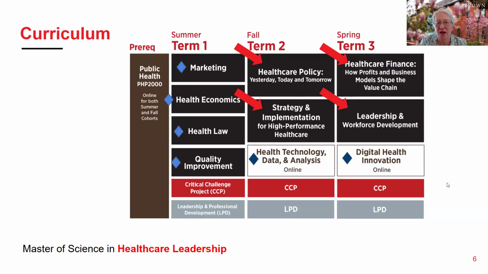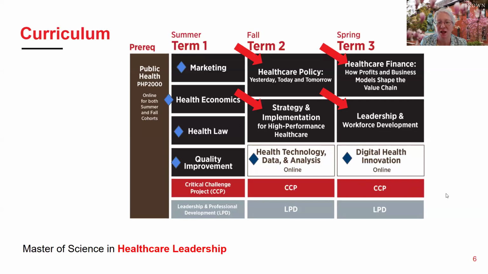That is supported by a whole range of healthcare-specific topics that are half-credit courses. They're healthcare marketing, health economics, health law, quality improvement, and then our two technology-related courses, technology, data, and analysis, as well as digital health innovation and AI. Those are in a lighter shade because those are fully online courses. All the other courses are hybrid courses where you experience some of the curriculum in person and the remainder online.